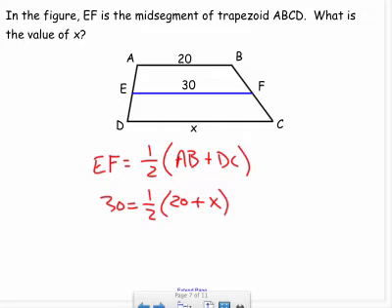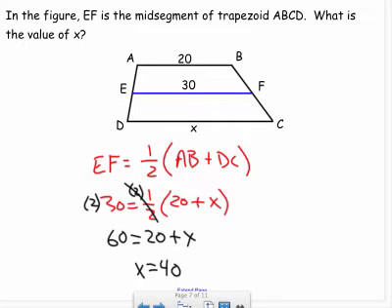Now this gets into algebra, right? It's much easier to do this mentally, but I could multiply by 2 to get rid of that half. So that's gone. I get 60 equals 20 plus X, and I should see that X equals 40. And if I do this mentally, I think about it: this 30 is half of these two added together.